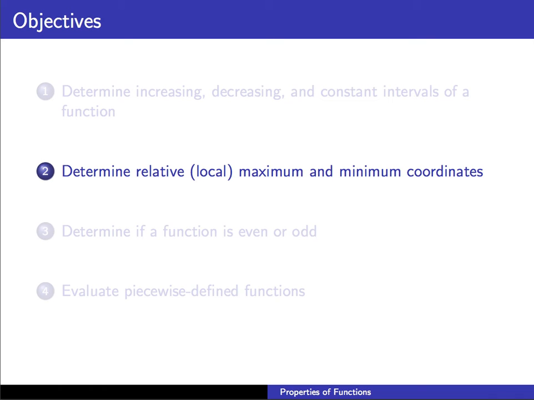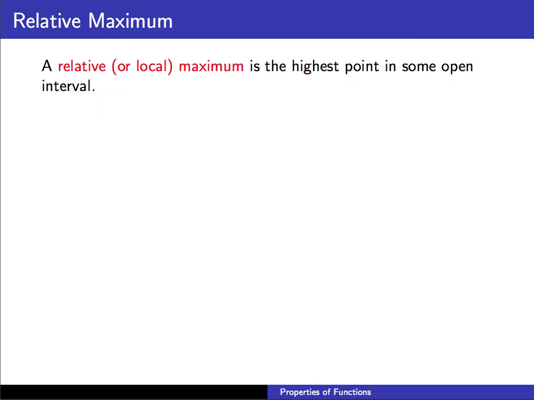Hi, in this video we're going to take a look at determining the relative, also known as the local, maximum and minimum coordinates. A relative maximum, also known as a local maximum, is going to be the highest point in some open interval in the graph of our function. So it's typically going to be the top of the hill for many functions. For the most part, it looks like the top of a mountain, so to speak.